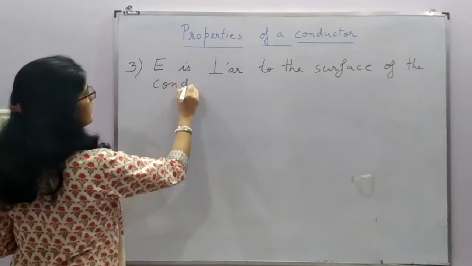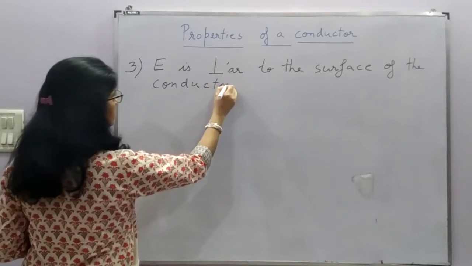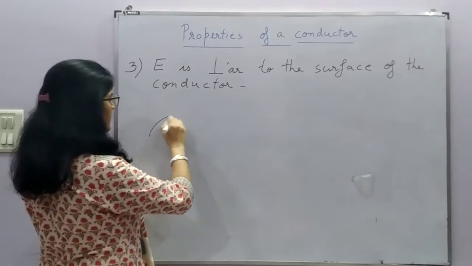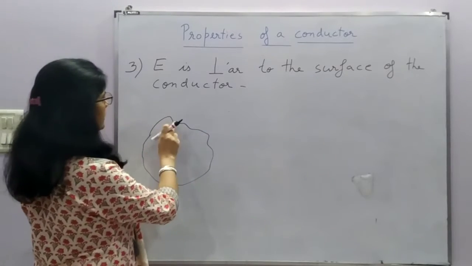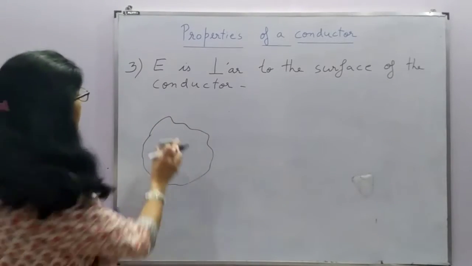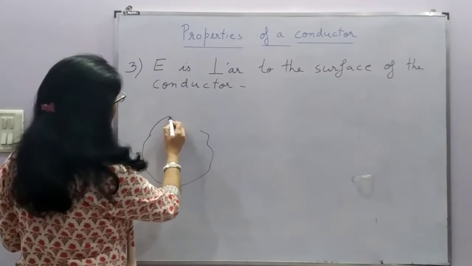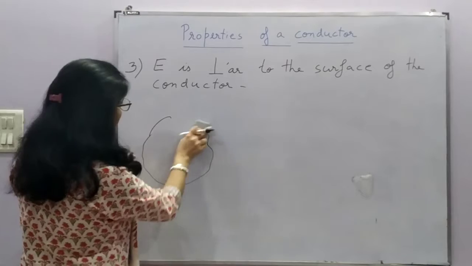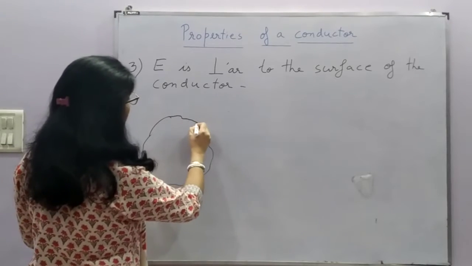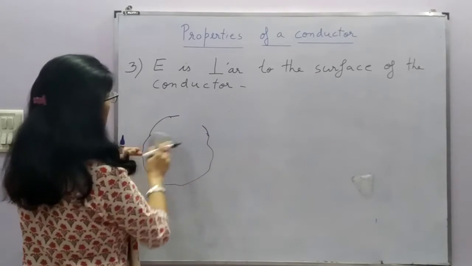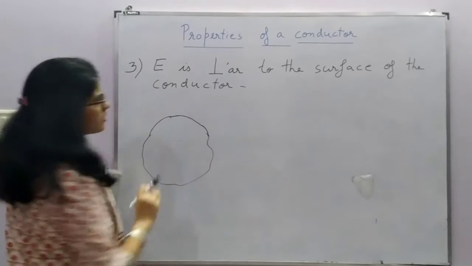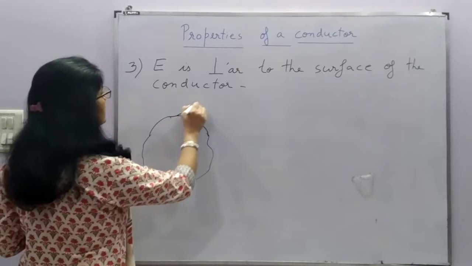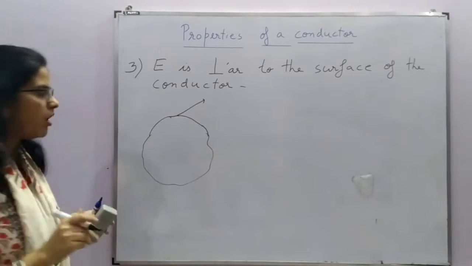Now, this can be derived by drawing a diagram here. Suppose this is a conductor, right? And we have an electric field which, let's assume, is not normal. So we are assuming that this electric field is oblique.